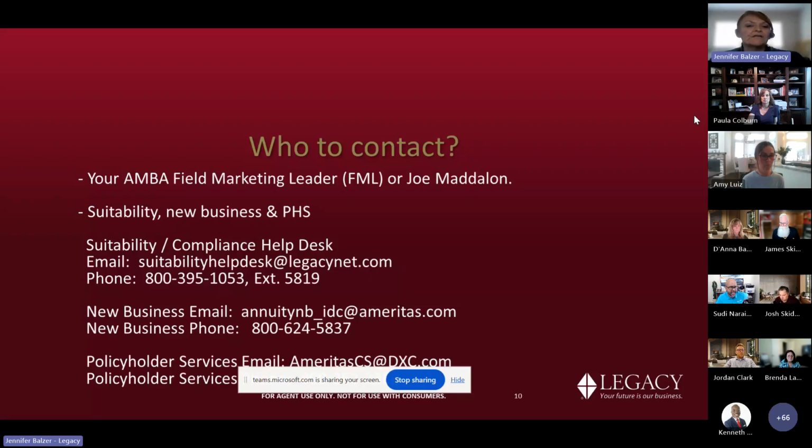And then for just those general inquiries, like, did the money come in? When is this case going to issue? What's the status of the transfer? The expectation is really to email Ameritas directly using the annuity nb_idc@ameritas.com. That's going to warrant the fastest response. A lot of you do use that email address and probably can see that you get a pretty quick response. You can always pick up the telephone and call them as well.